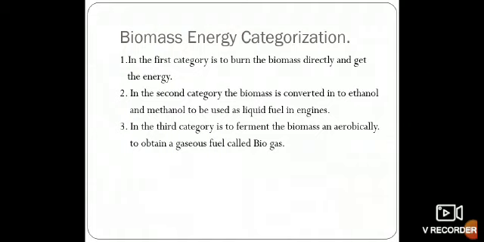Biomass energy categorization. In the first category, the biomass is burned directly to get the energy. That is the combustion process. In the combustion process, the biomass is directly burned to get the energy. In the second category, the biomass is converted into ethanol and methanol to be used as liquid fuel in engines. In the third category, the biomass is fermented anaerobically to obtain a gaseous fuel called biogas.